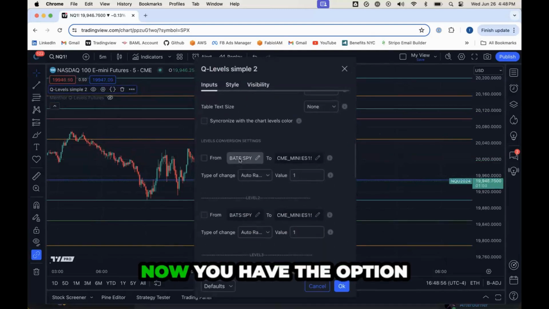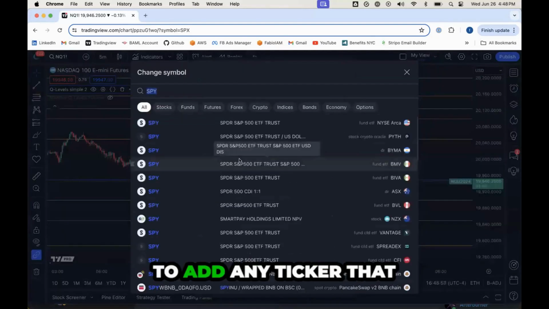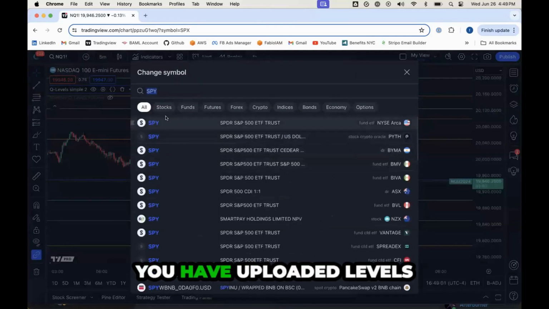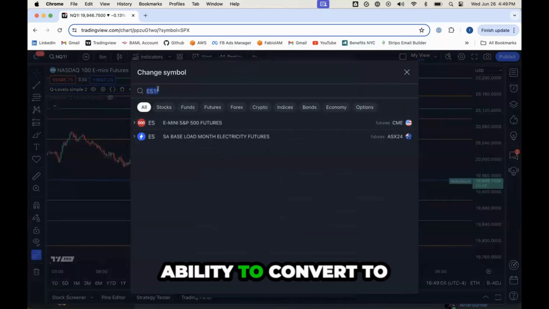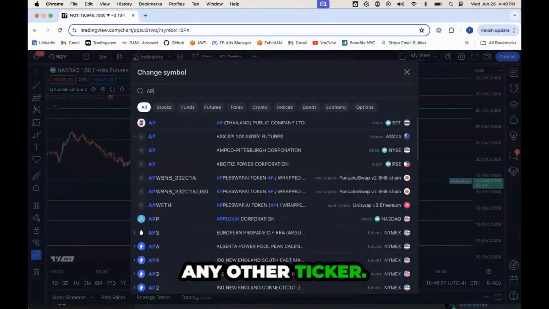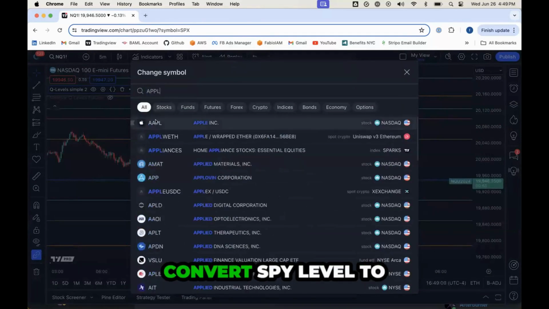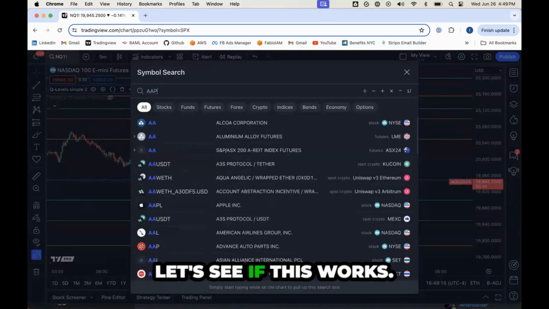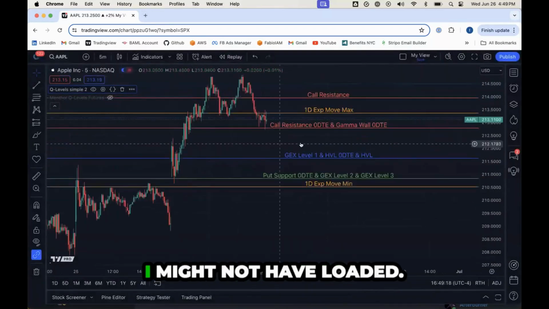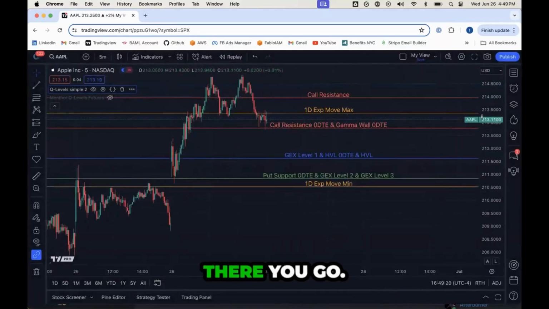But look at this. Now you have the option to add any ticker that you have uploaded levels to, and you have the ability to convert to any other ticker. So let's say I want to convert SPY level to Apple, right? And I can go here. Let's see if this works. And actually, I might not have loaded. There you go.